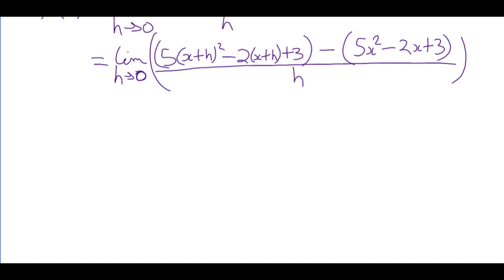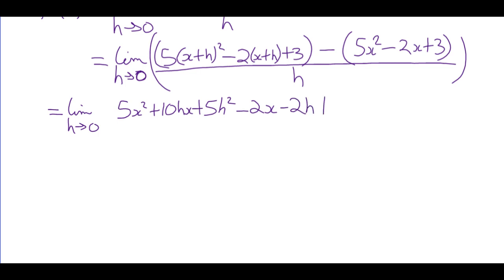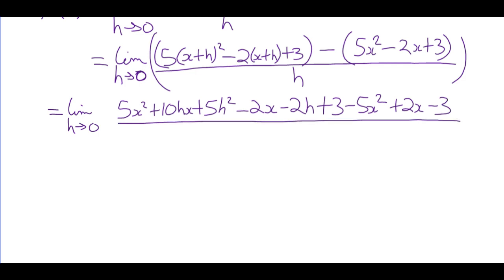Okay, so you know what to do, right? Move a little bit over to the left so you've got some room. I can just square that and then multiply it by 5, right? So 5x squared plus 10hx plus 5h squared. So 5x squared plus 10hx plus 5h squared minus 2x minus 2h plus 3 minus 5x squared plus 2x minus 3, over h.